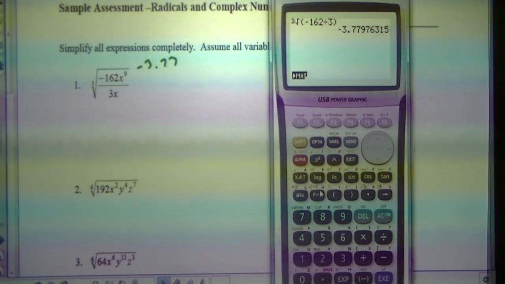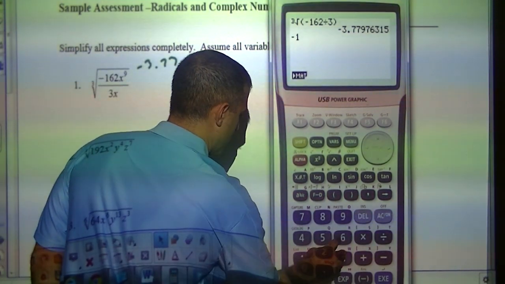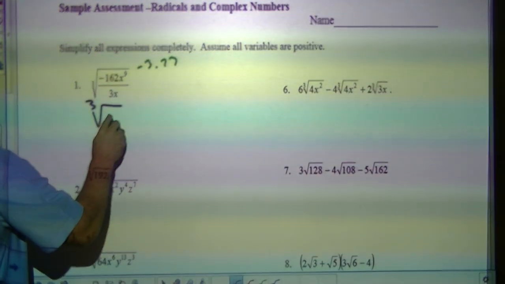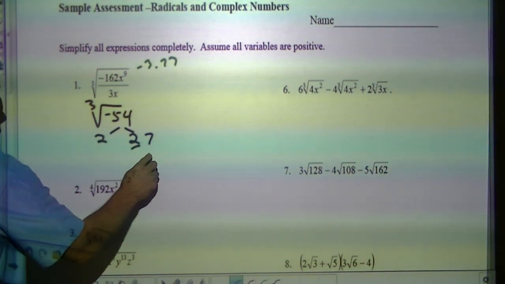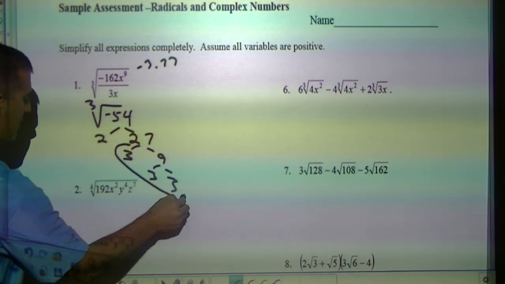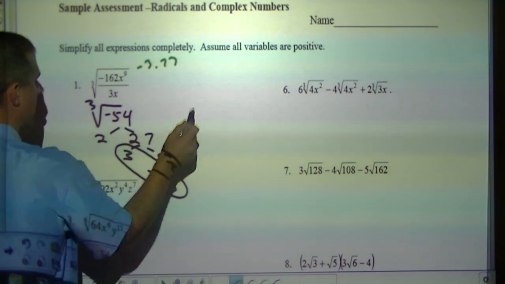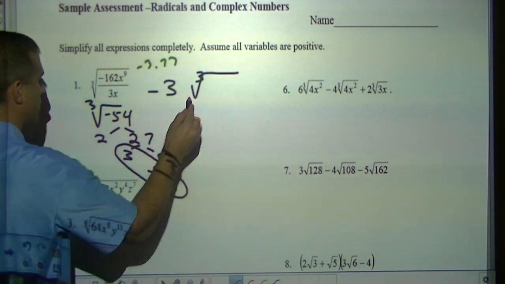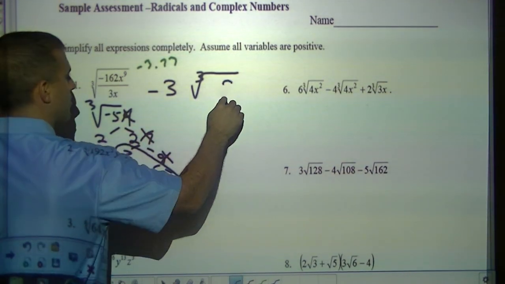But when I get done, I want to compare my results. So I'm going to handle the numbers first. I'm going to divide negative 162 by 3, and I get negative 54, so I have the cube root of negative 54. When I break that down, that's 2 and 27, 3 and 9, 3 and 3. Since it's a cube root, I'm looking for groups of 3. So on the outside, because it's negative, I'm going to have negative 3 cube root. I can't use the 54, the 27, or the 9. The 2 has to go inside there.